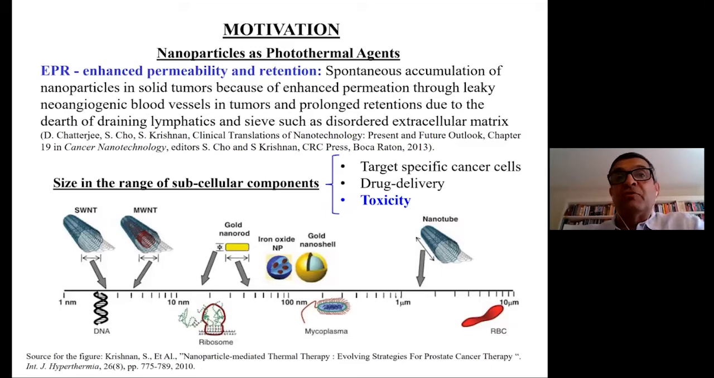After extravasation from the blood vessels, nanoparticles penetrate in the tumor mainly by diffusion and are then taken by the cells through endocytosis. Nanoparticles can be functionalized to target specific cancer cells and can be used as drug carriers. But toxicity might be an issue when the nanoparticles are picked up by cells of the immune system, which may promote inflammation.